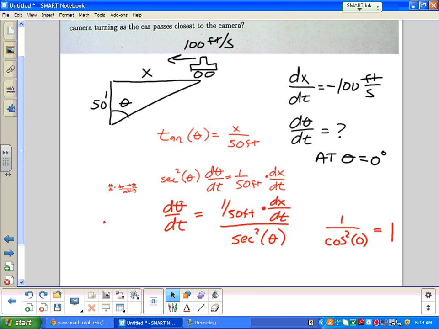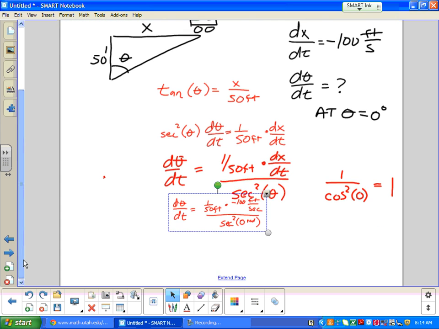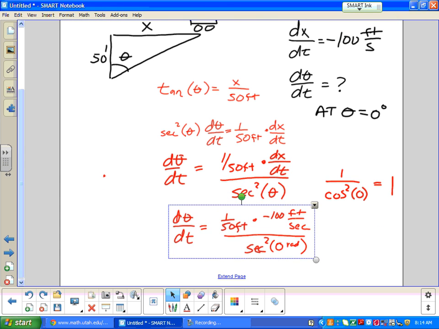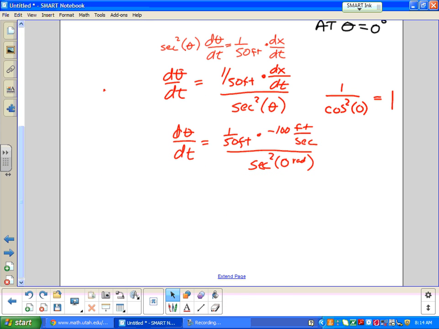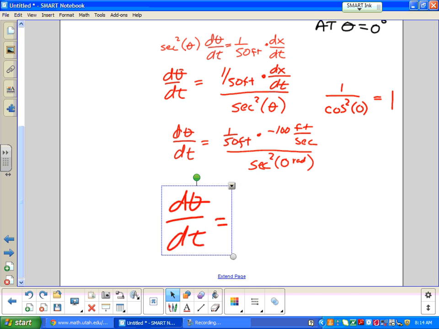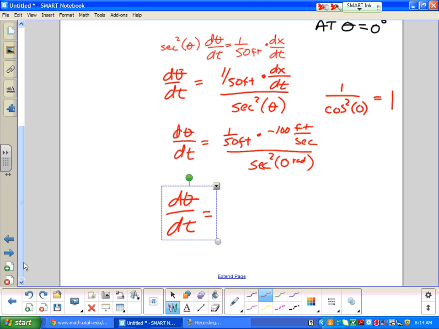So now, this is probably where you have your sign mistake if you just got 2. I plug in 1/50th of a foot. I plug in negative 100 feet per second because the car is closing in on the camera. The feet cancel. This is 1. And I got negative 100 divided by 50, which is negative 2 per second.